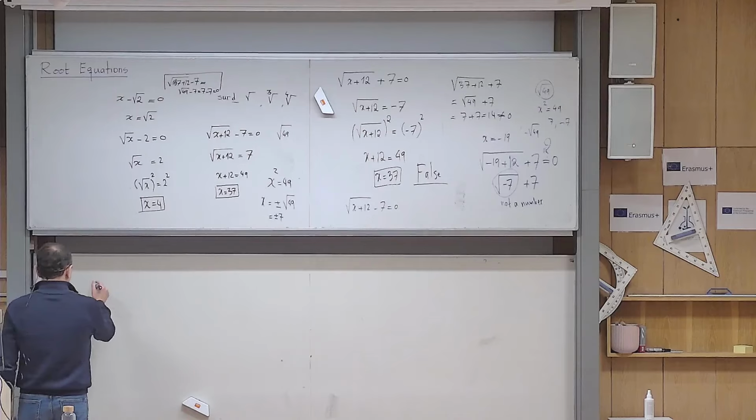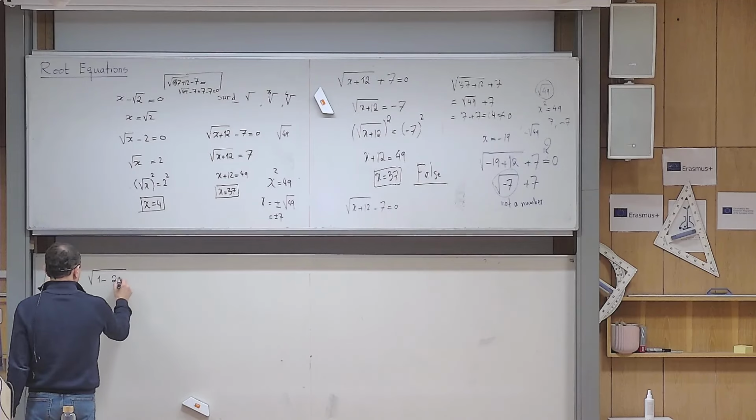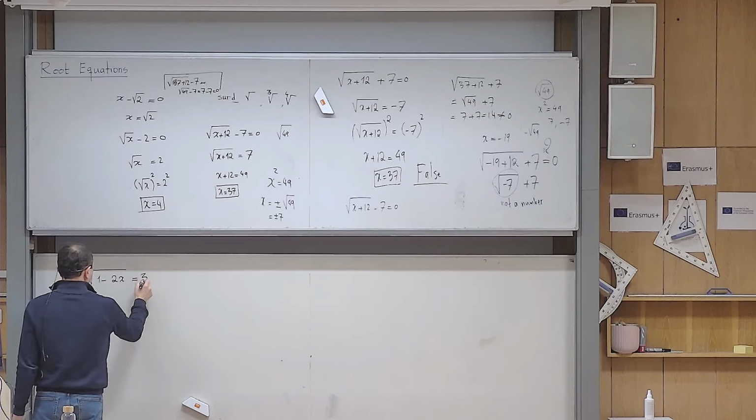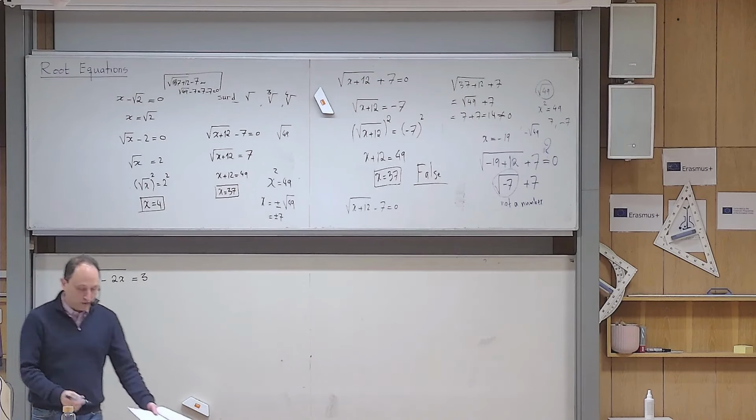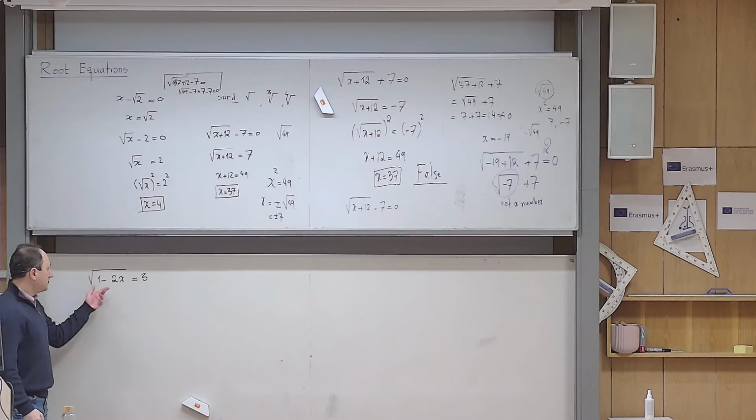Okay. So square root of 1 minus 2x is equal to 3. So I will solve this one myself for you, and then I will give you other examples. So in the exam, I ask you to solve the following equation.